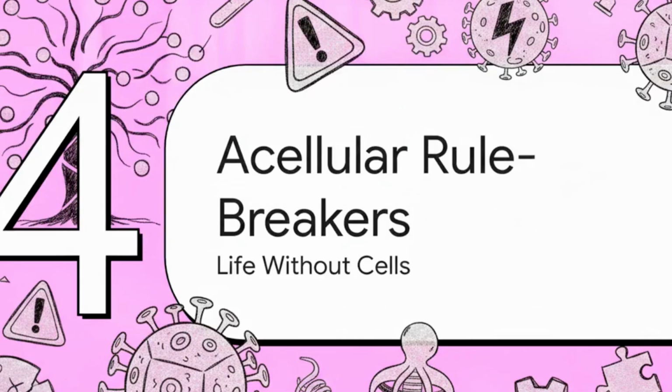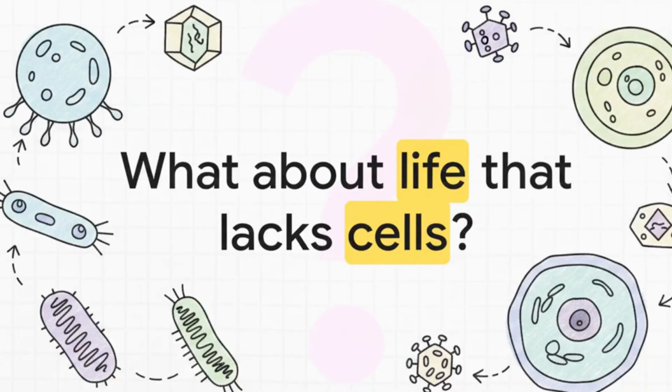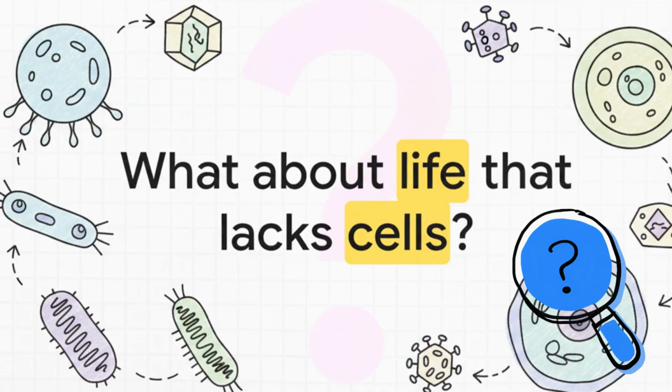Now, Section 4, the acellular rule breakers. Up until now in this explainer, we've explored the cellular tree of life. But we need to slow down for a second because the rules of biology we just established are about to get thrown right out the window. It all comes down to this. What about life that doesn't use cells at all?